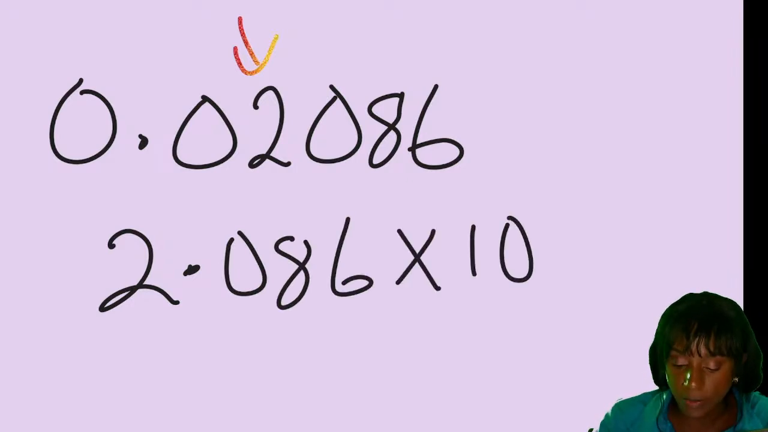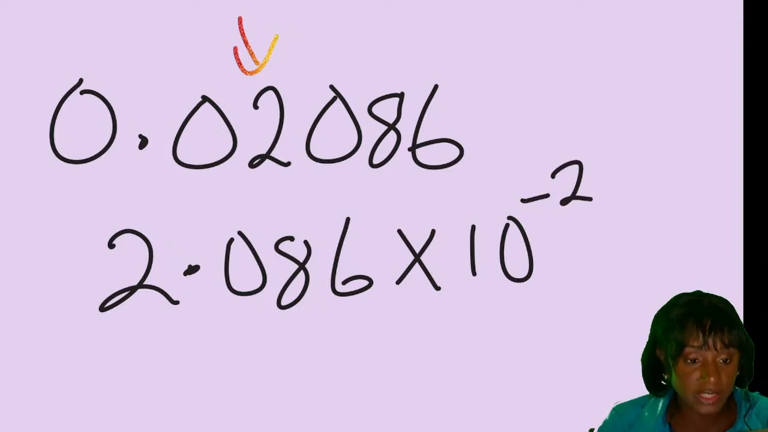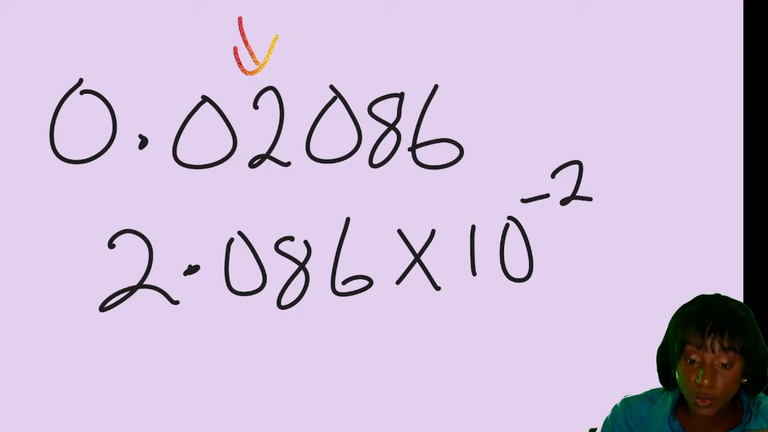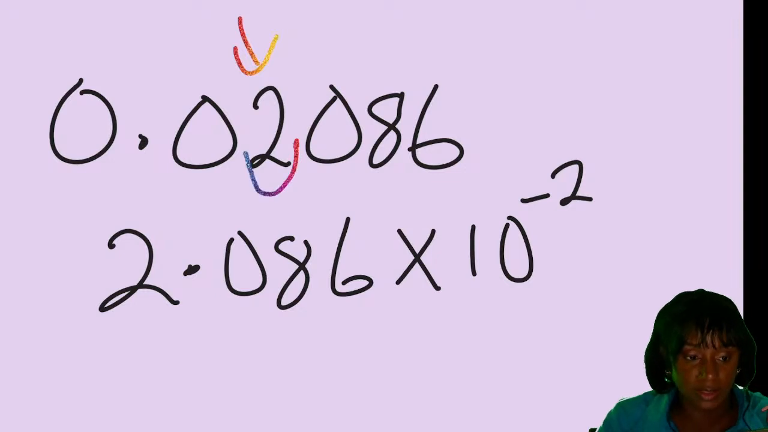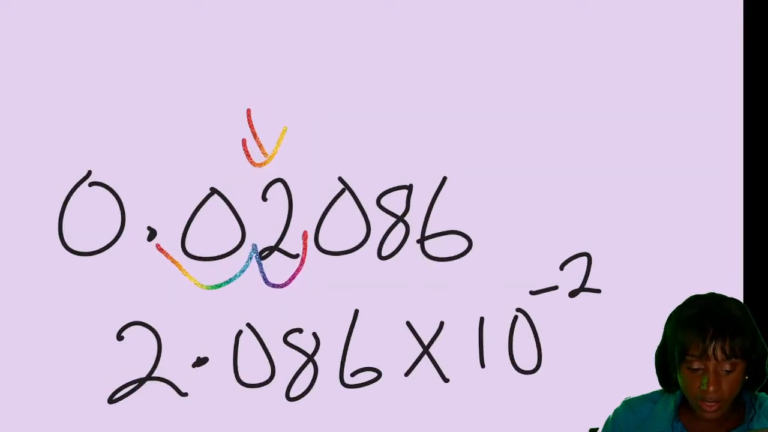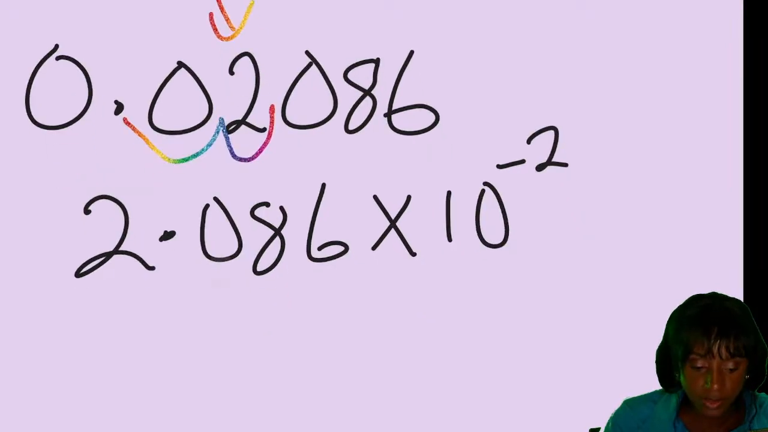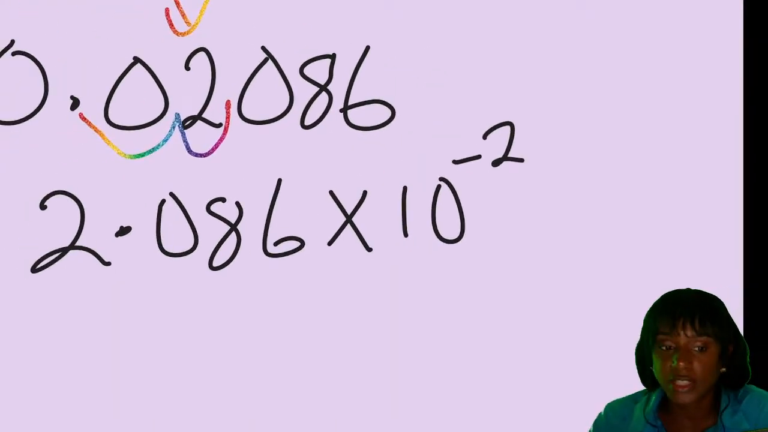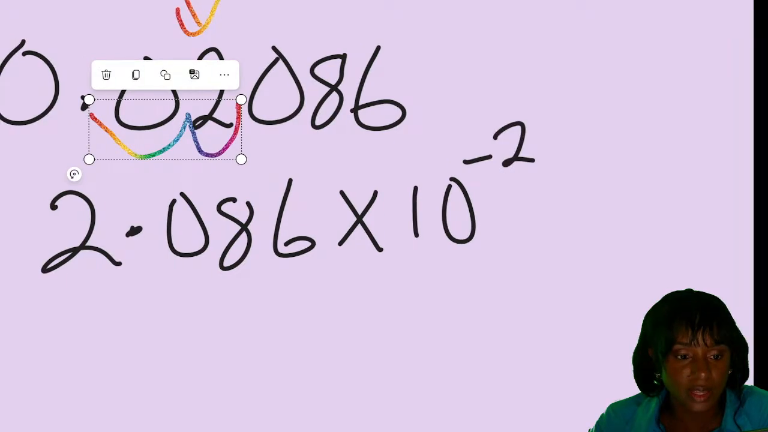The reason why I'm going to say 10 to the power of negative 2, if you look carefully, I have the decimal point after the digit 2. To move the decimal point back to where it was originally, I would have to go back 2 spaces. Because I'm going back, I am going to put a negative 2. Okay, let's move on to the next question.